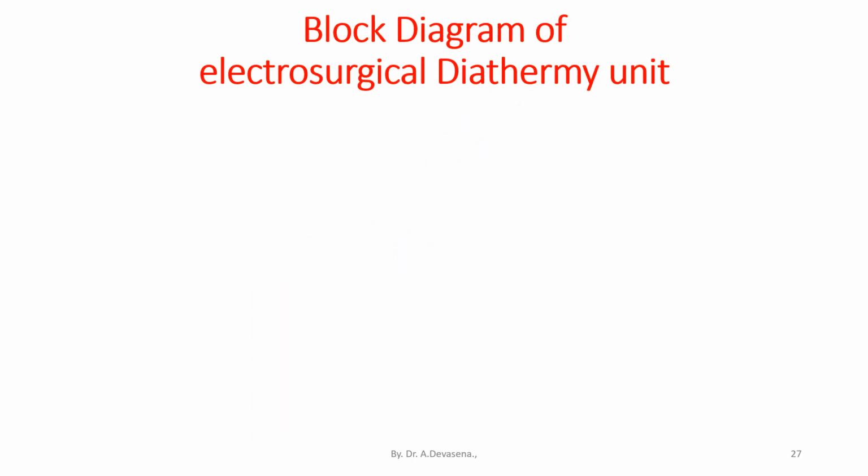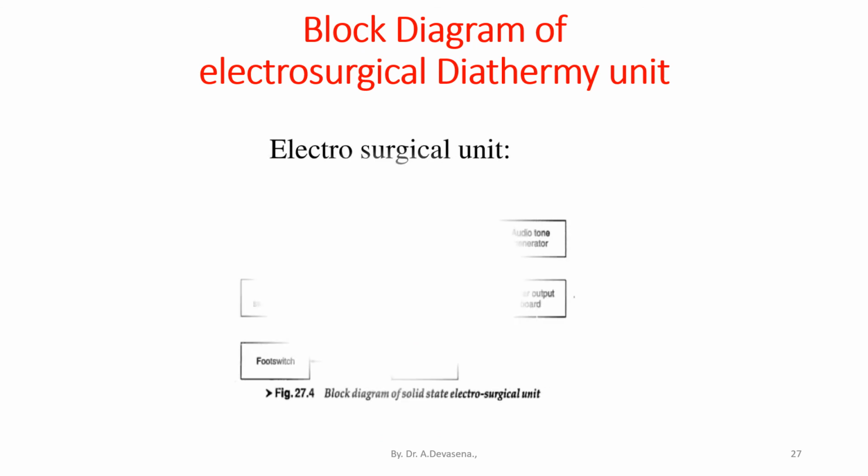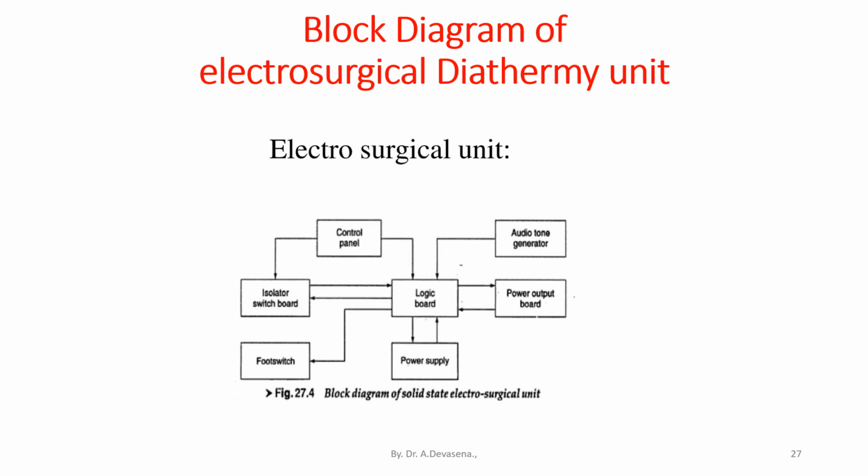Block diagram of electrosurgical diathermy unit is shown below. Here is a representation of a block diagram of solid state electrosurgical unit. Here we have a logic board. The logic board is connected to all the blocks. The other blocks we are having are audio tone generator, power output board, power supply, foot switch, isolator, switchboard and control panel.